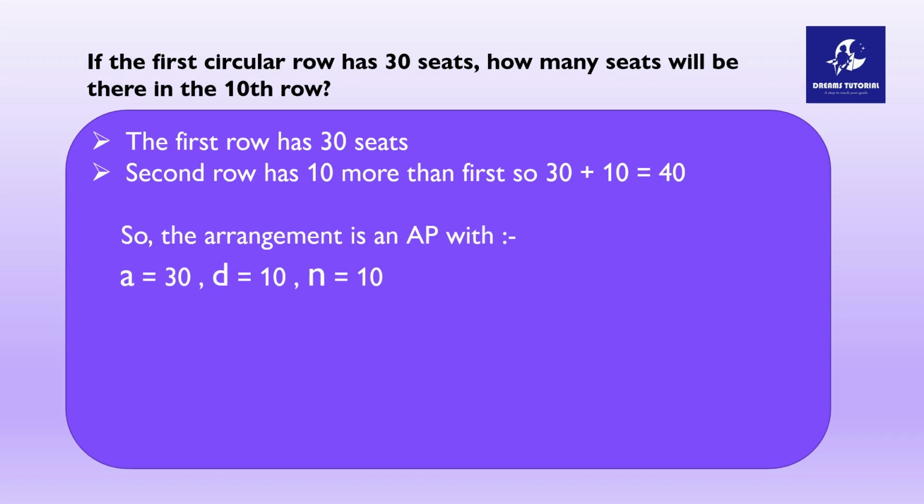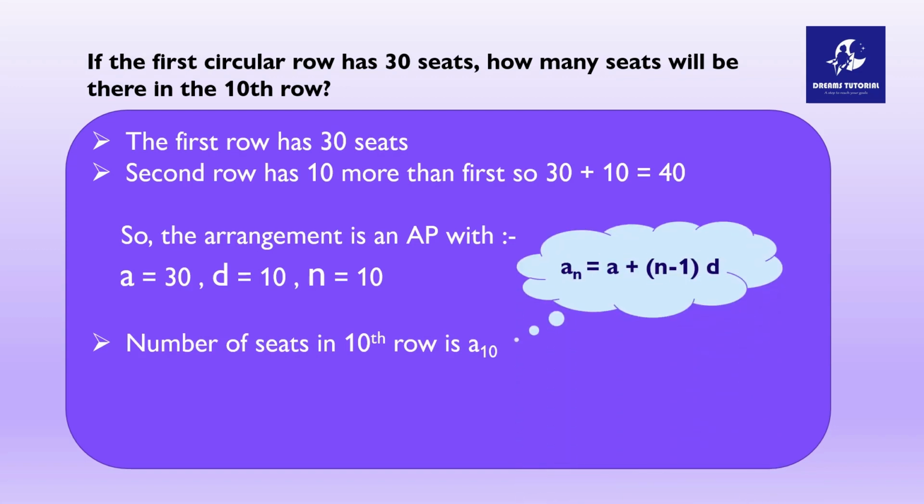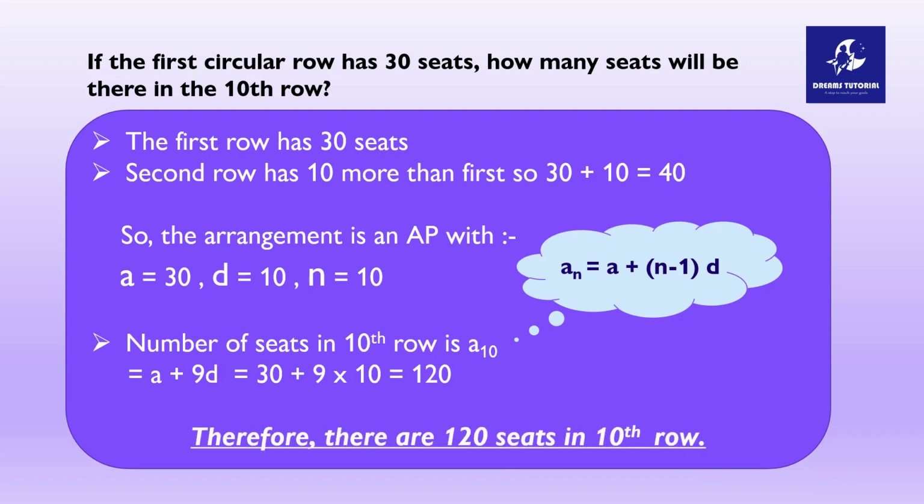number of rows here should be 10 because he is asking about the 10th row. So n is equal to 10. So what should we find? Number of seats in the 10th row, that means an, isn't it? So an for the 10th row is a10 and an formula is a plus n minus 1 into d. So substituting the values, we get a10 is equal to 120. So there are 120 seats in the 10th row.